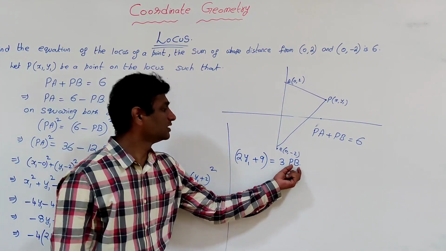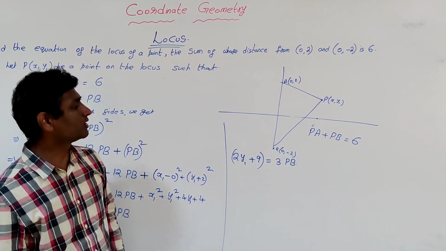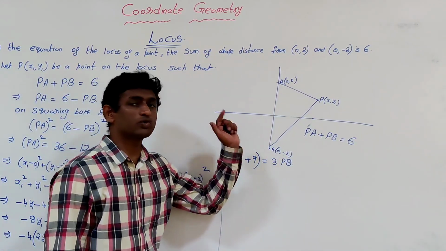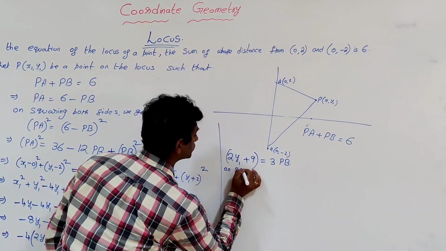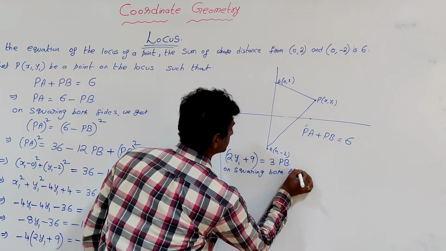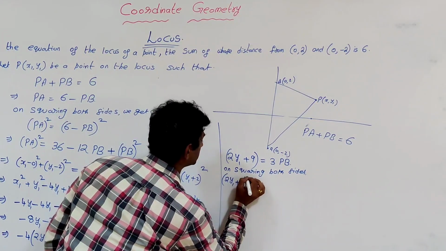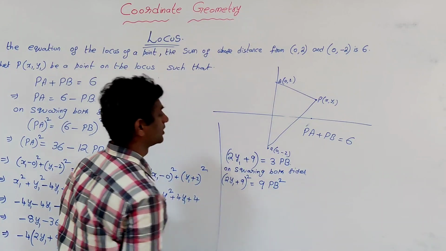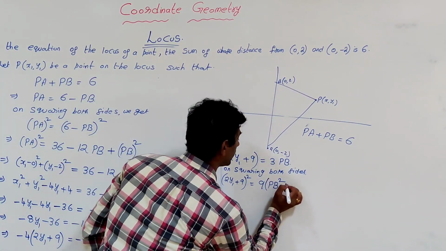So PB is the distance from P to B, square root of (x1 minus 0) whole square plus (y1 minus (y1 plus 2)) whole square. So in order to remove the square root, again we have to go for squaring on both sides. On squaring both sides, that is (2y1 plus 9) whole square is equal to 9 times PB square. 3 PB whole square means 9 times PB square.